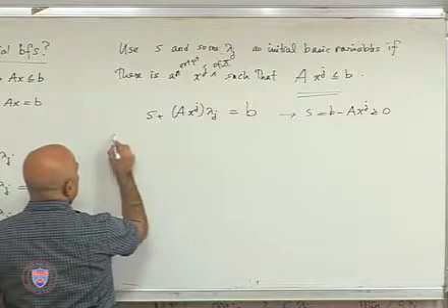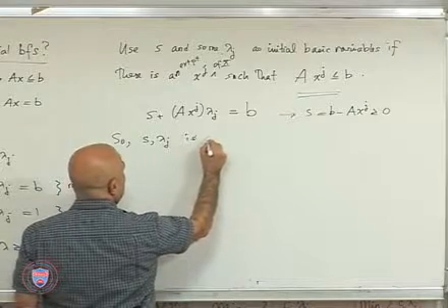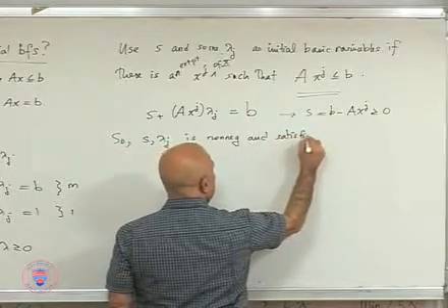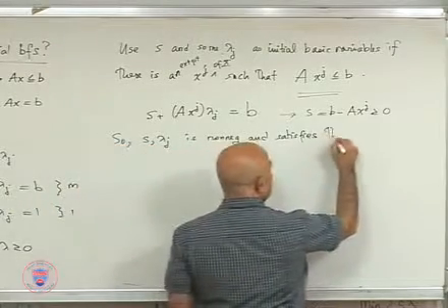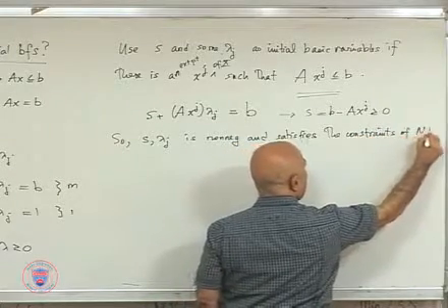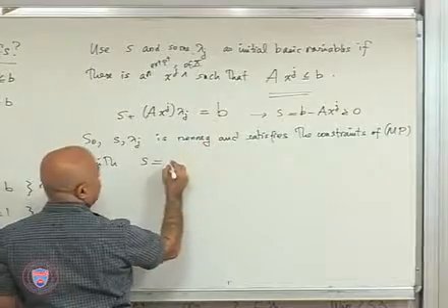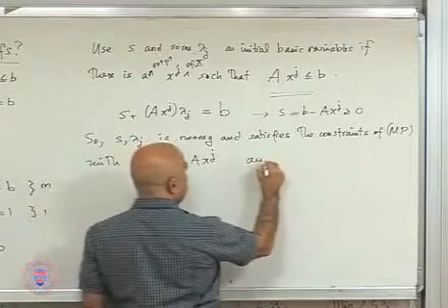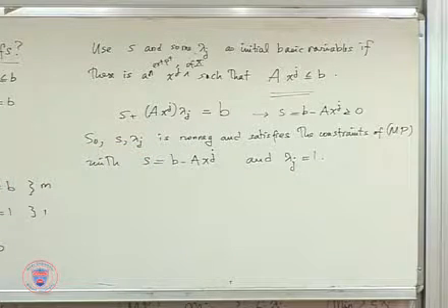So S and lambda j are non-negative and satisfy the constraints of the master problem, with S being equal to b minus a times xj and lambda j being equal to 1. Of course, lambda j will be 1 in this case. The other lambdas are 0.